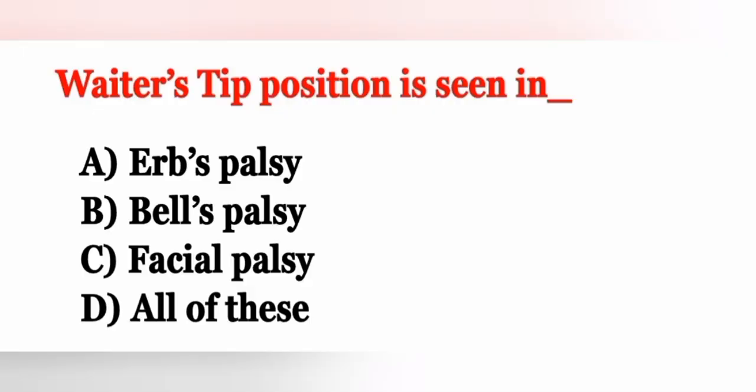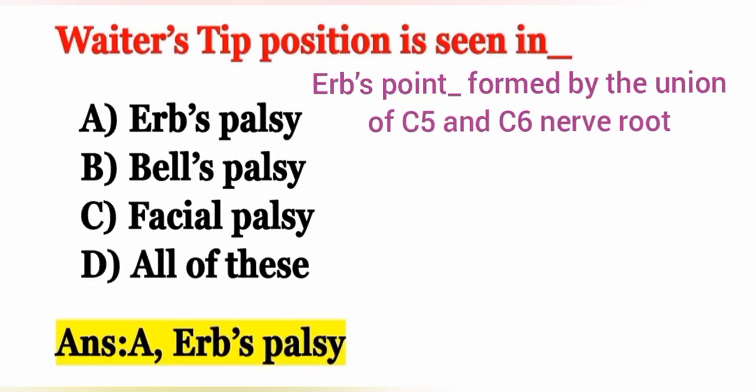Waiter's tip position is seen in which of the following? Option A Erb's palsy, option B Bell's palsy, option C facial palsy, option D all of these. Waiter's tip position is seen in Erb's palsy. Option A is the correct answer.